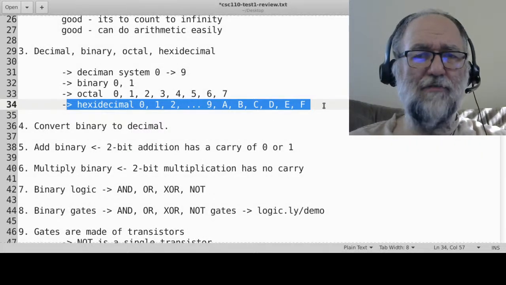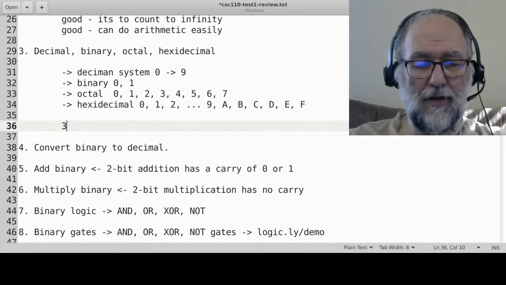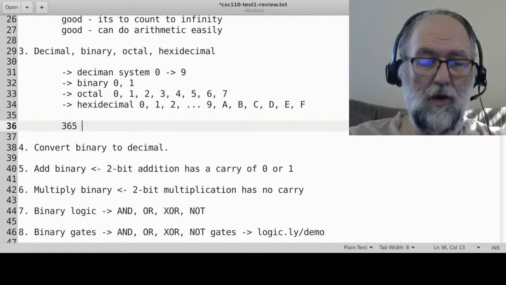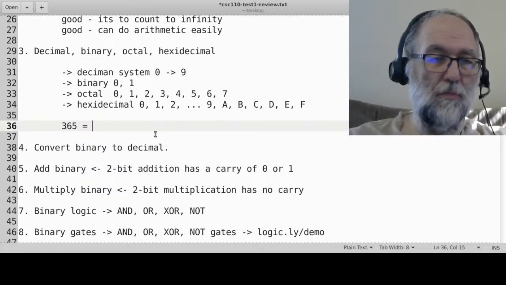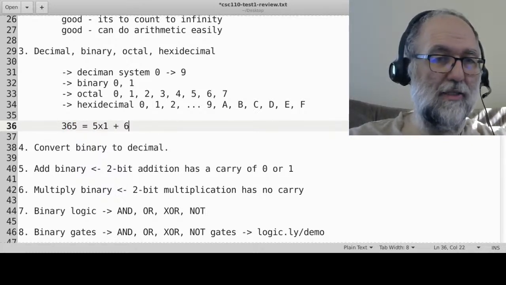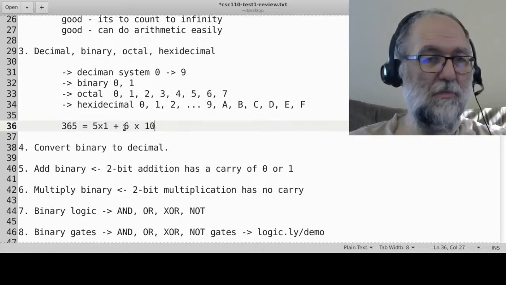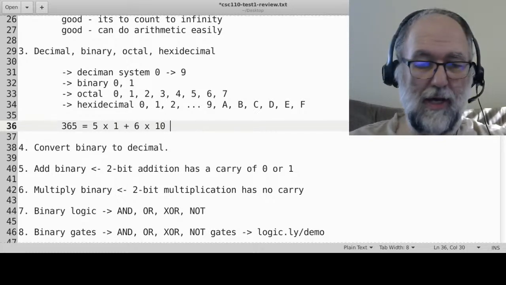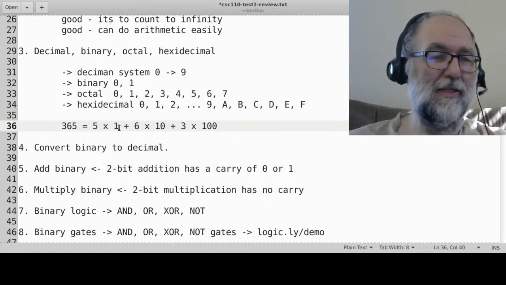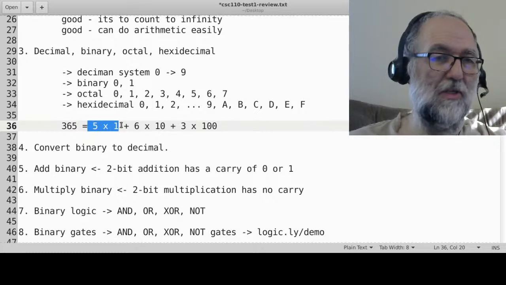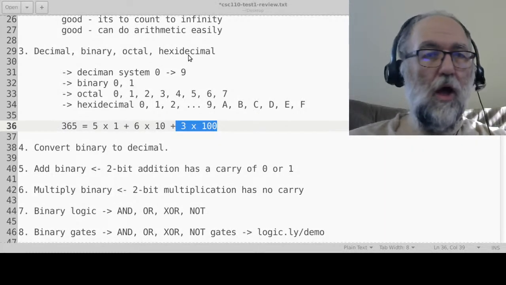I guess one more thing, but it's kind of obvious. If I have a decimal number like, I don't know, 365, what does 365 mean? Well, the columns mean something. That's the ones column, that's the tens column, and that's the hundreds column. So you could interpret this as 5 ones plus 6 tens, plus 3 100s. I say it's kind of obvious because you know that's the ones column, so you've got 5 ones. That's the tens column, so you've got 6 tens, and that's the hundreds column, so you've got 3 100s. All right, good.